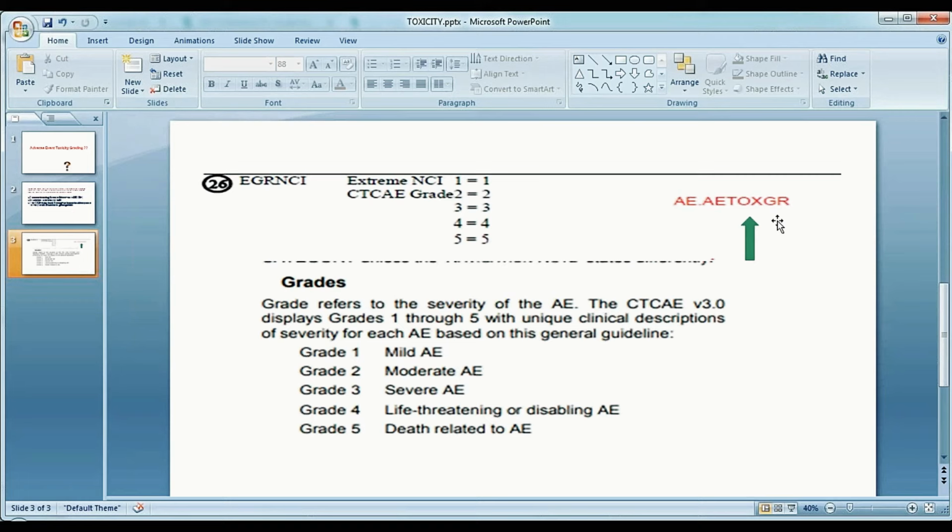But the CTCAE toxicity level is related to how toxic the drug is, based upon the drug molecule. If they mention in the CRF that toxicity is also collected, the doctors will choose one option for the adverse event toxicity grade. Based upon the toxicity, we have 5 categories: mild, moderate, severe, life-threatening or disabling AE, death-related adverse event.